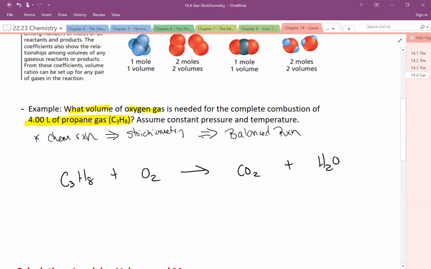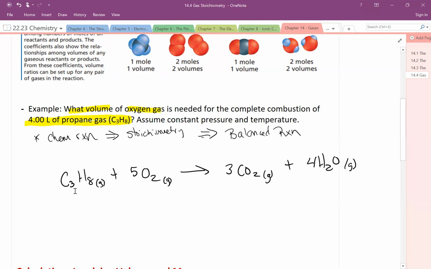Okay, so for the purposes of moving forward in chemistry, we are going to go back and actually add our states to these chemicals. This is a gas, this is a gas, it's a gas, and our water is a gas. So all of these things are gases. Now, if I balance my chemical equation here, I'm going to get the coefficients of 1, 5, 3, and 4. Okay, so balanced chemical equation, all looks good.